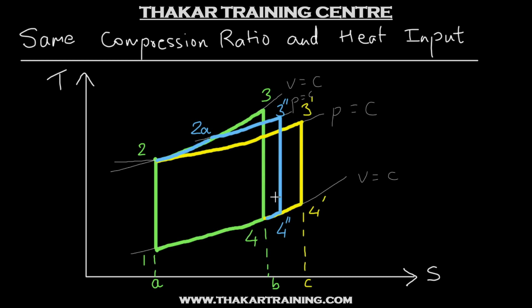Alright, so these are now the 3 cycles in front of us. The Otto cycle is marked in green, the dual cycle is marked with blue color, and the diesel cycle is marked with the yellow color. All the cycles complete their process at point 1, that is the heat rejection process at point 1, and then the cycle begins again.